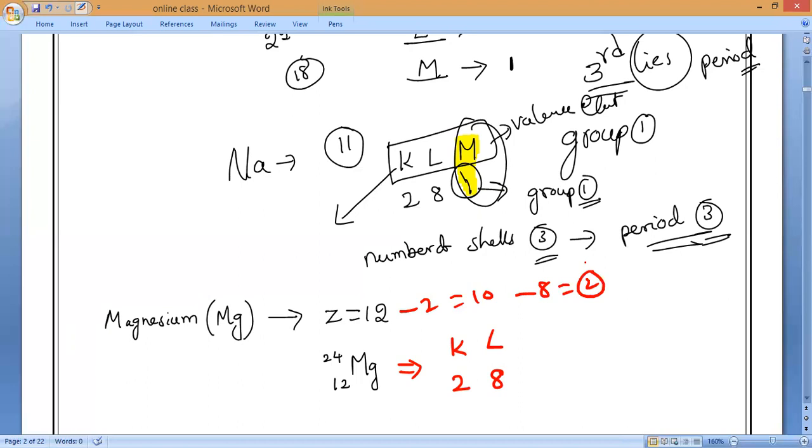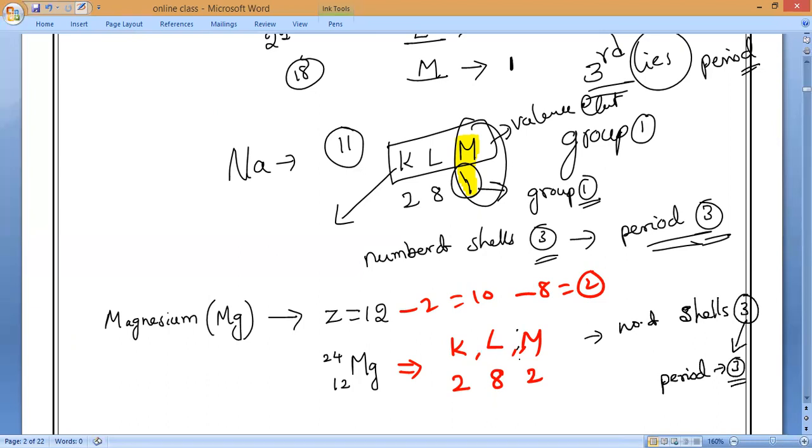So what is the next one? M shell. M shell, how many? 2. Now, what is the number of shells? 3. The number of shells is 3. So which period will it come in? Third period.